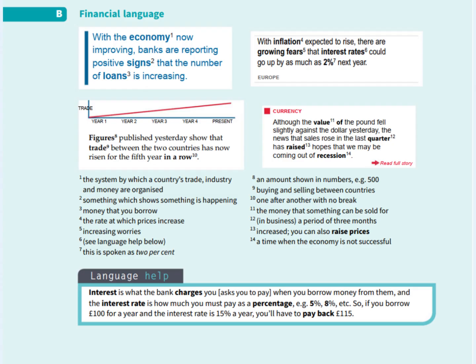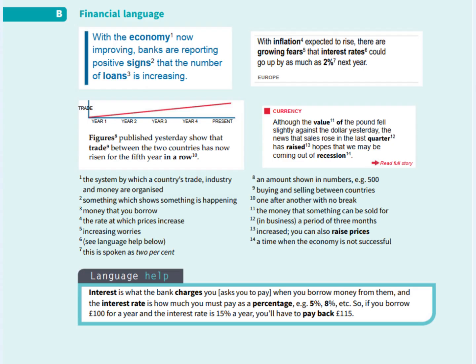Currency value and company sales. The value of a currency is the amount of money for which it can be exchanged or sold. For example, the value of the pound fell slightly against the dollar. A company may also report that its sales have risen during the most recent quarter. In business, a quarter is a period of 3 months.